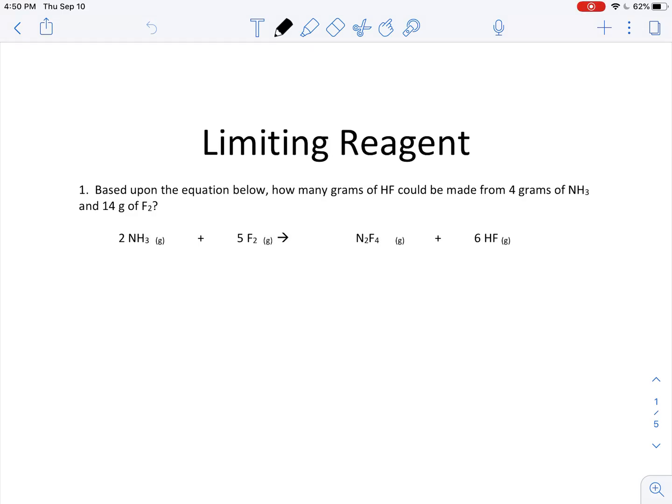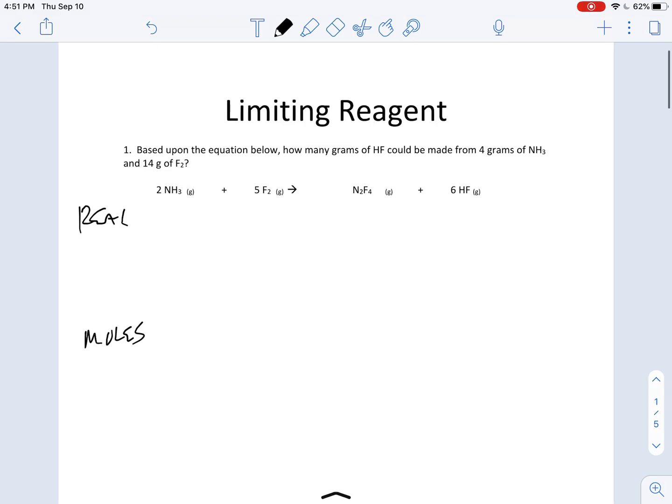Alright guys, limiting reagent is no different than the other problems, except there's going to be a third factor here, and we are going to have competing things. Regardless, there's still going to be real world issues, and there's still going to be moles. That's going to have an issue, because just because we have the moles doesn't necessarily mean we get to use all of the moles. So when we come down here for the moles, we're really going to be putting this into three different categories: a have, a used, and a leftover, as the case may be.